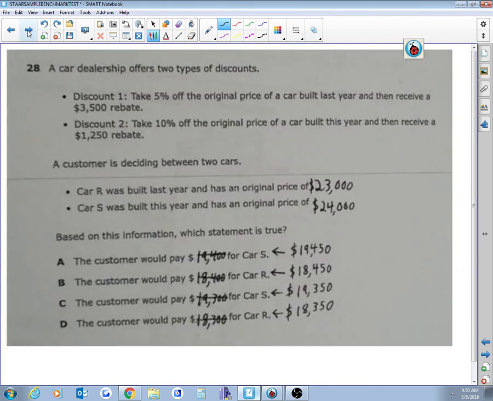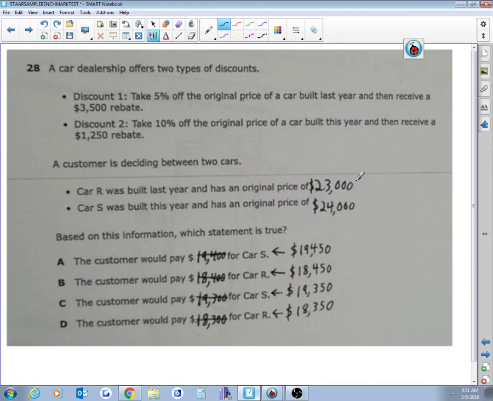Last one. A car dealership offers 2 types of discounts. Discount 1, take 5% off the original price of a car built last year and then receive a $3,500 rebate. Now a rebate is the amount of money you get back. So that's included. It's like a discount, only you usually get it back later. Discount 2, take 10% off the original price of a car built this year and then receive a $1,250 rebate. A customer is deciding between 2 cars. Car R was built last year and has an original price of $23,000. Car S was built this year and has an original price of $24,000.